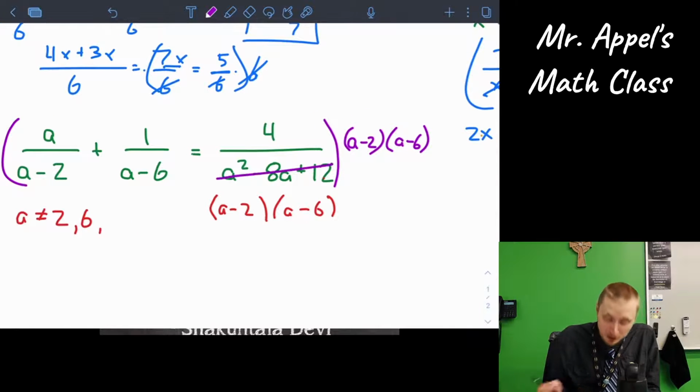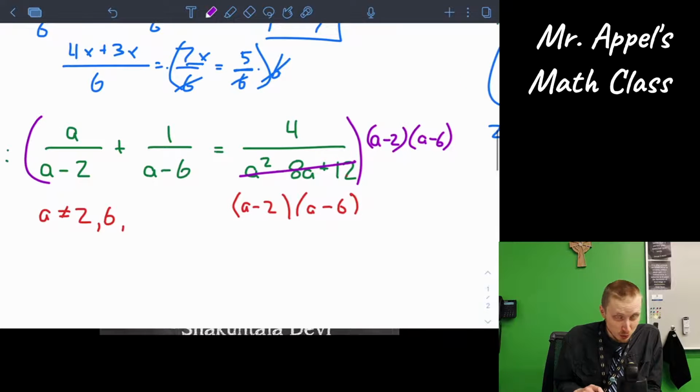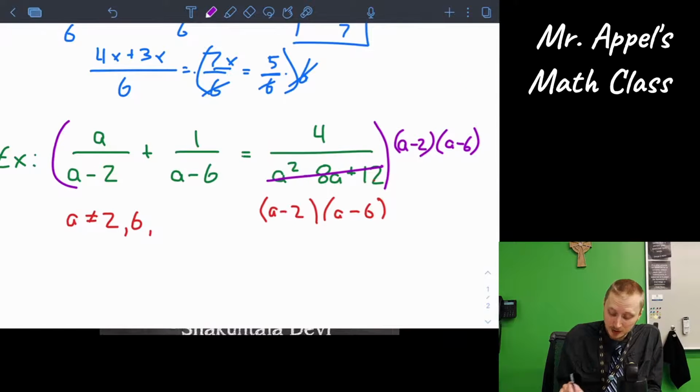This entire denominator would cancel out. On this side, remember you have to distribute to everything. So this whole factor, that's 1. This item gets both of these. This one gets both of those. So yes, the a minus 2 will reduce, the a minus 6 will reduce.